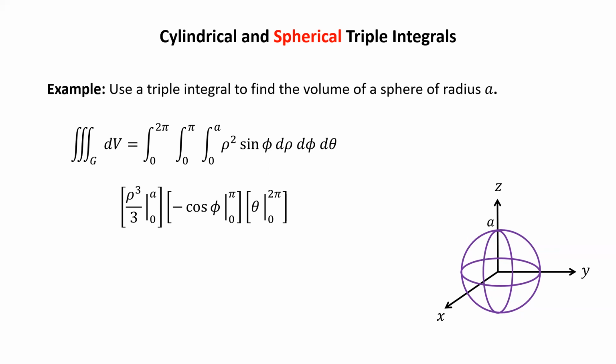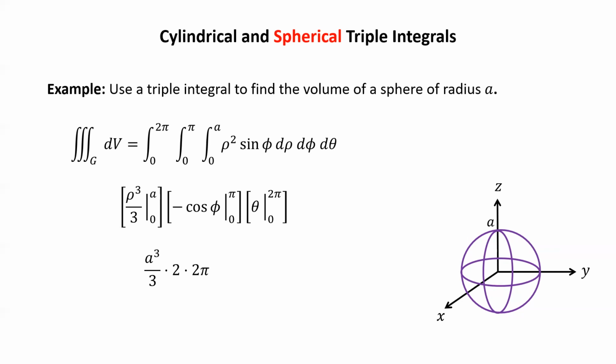Rho squared becomes rho cubed over 3. Sine phi becomes negative cosine phi. And 1, because no factor involving theta appears there, that means it's just 1. So when we integrate 1, it becomes theta. And now when we plug in the limits, we get a cubed over 3 times minus cosine of pi is minus minus 1, or just 1. And the cosine of 0 is also 1. And we're subtracting negative negative 1. So we get 1 plus 1, which is 2.